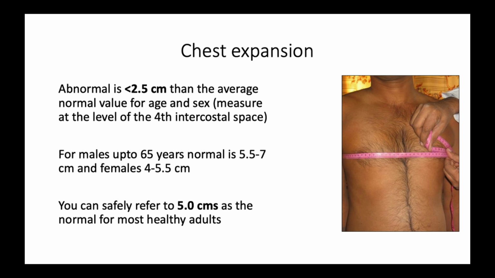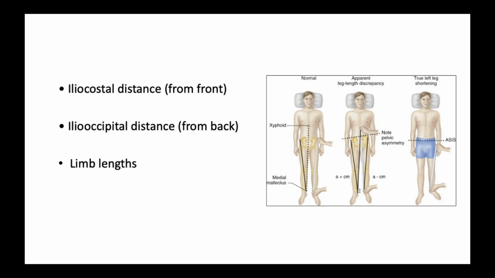Chest expansion is vital in a case of ankylosing spondylitis. Excursion of more than 5 centimeters between inspiration and expiration is considered normal. Some other measurements important in a case of scoliosis are iliocostal and ilio-occipital distance. Also note the limb length, because an alteration in limb length might be the cause of a secondary deformity in the spine.